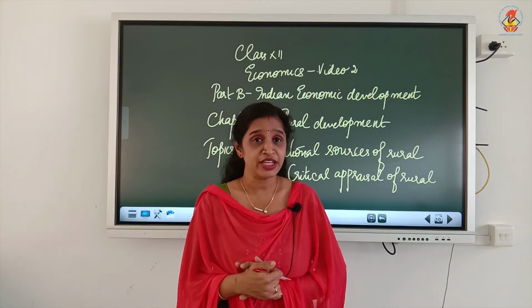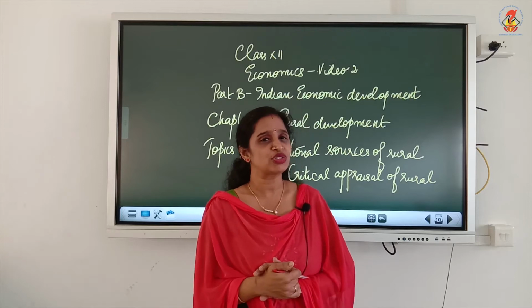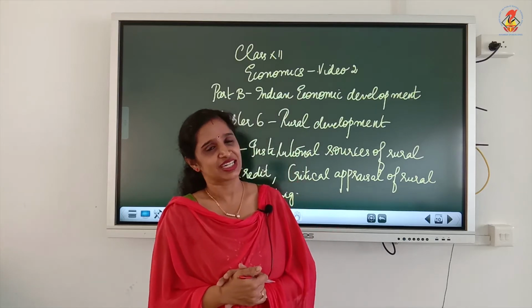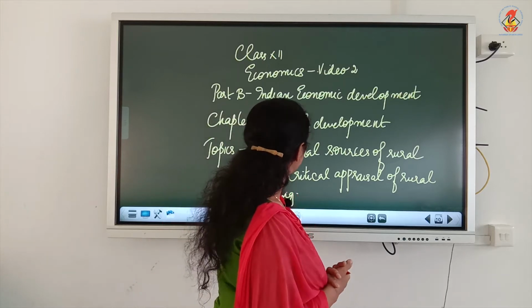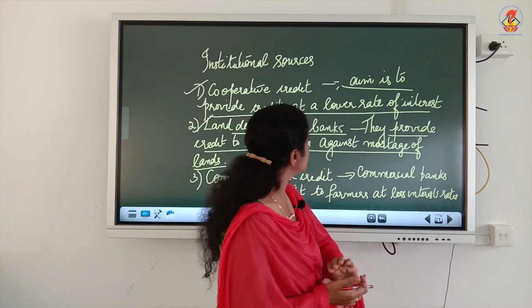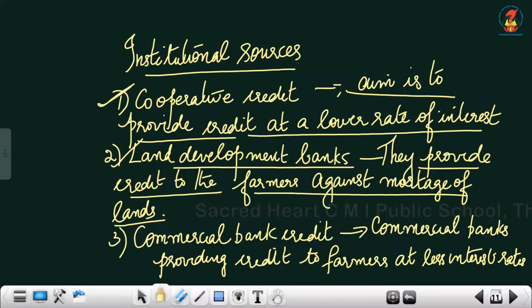Credit facilities for the farmers from the formal sector. You have learned these topics in class 10 regarding the formal sources of credit. Let us continue with the formal sources of credit or institutional sources of credit. Institutional sources. The point number 1 is cooperative credit.